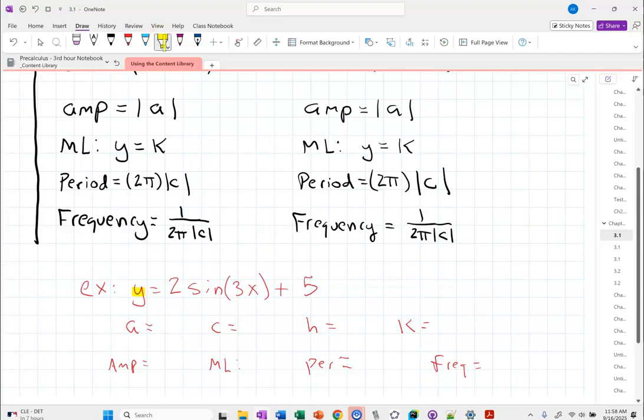This first skill of getting the equation and pulling the values of A, C, H, and K from the equation is the core skill for this chapter. If you struggle to do this, you're going to make the same set of mistakes over and over and over again, and it's just going to beat you up all the time.